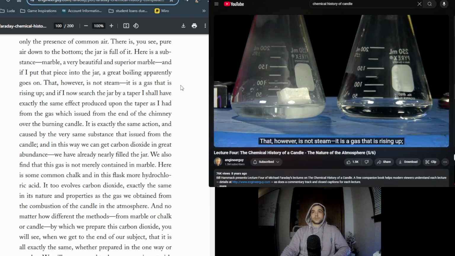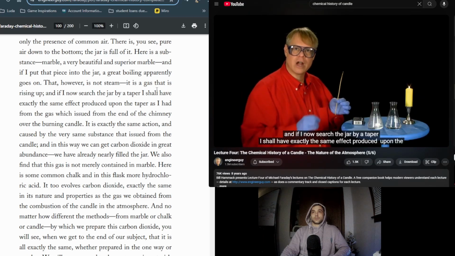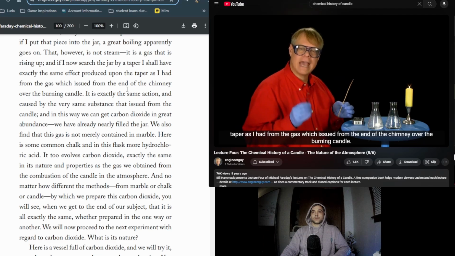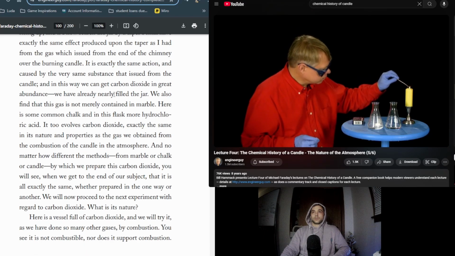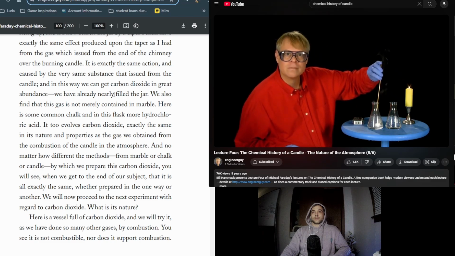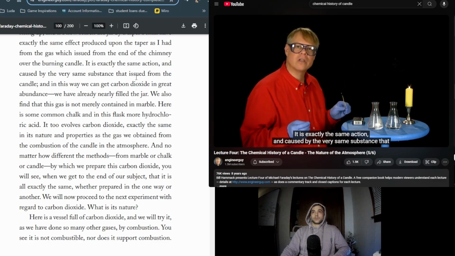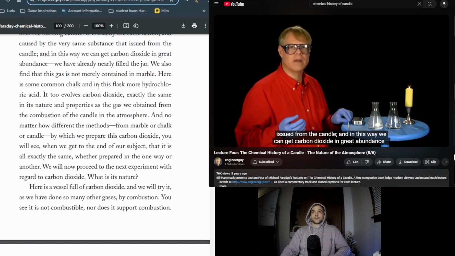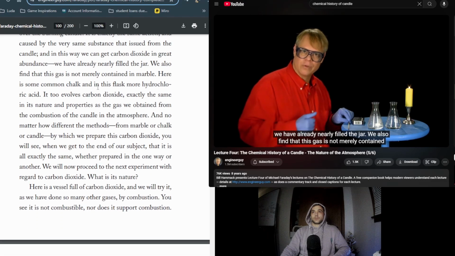That, however, is not steam. It is a gas that is rising up. And if I now search the jar by a taper, I shall have exactly the same effect produced upon the taper as I had from the gas which issued from the end of the chimney over the burning candle. It is exactly the same action and caused by the very same substance that issued from the candle. And in this way, we can get carbon dioxide in great abundance. We have already nearly filled the jar.